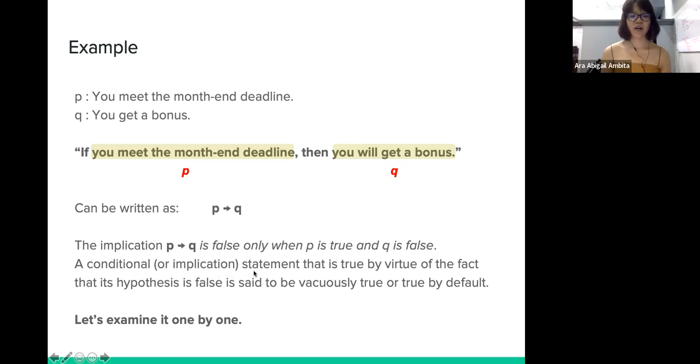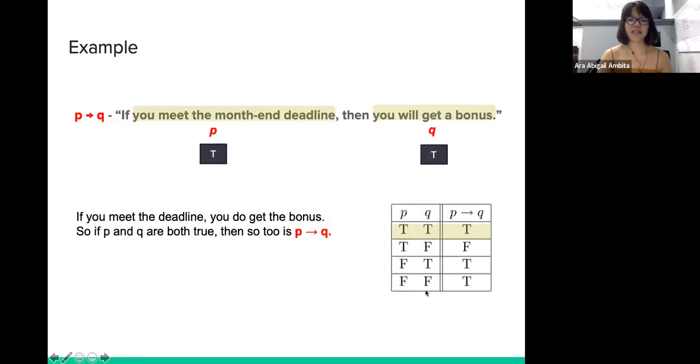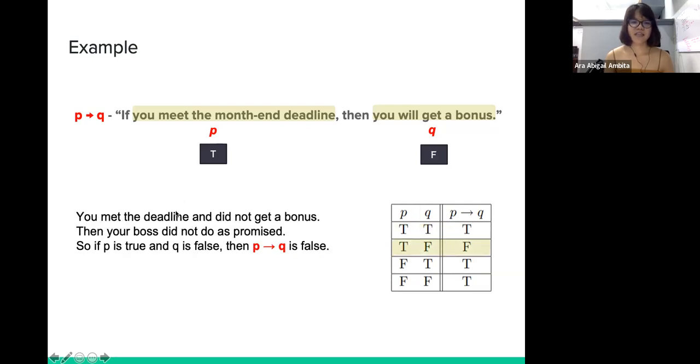A conditional or implication statement that is true by virtue of the fact that its hypothesis is false is said to be vacuously true or true by default. Let's examine it one by one. Suppose you did meet the deadline, and you got the bonus. So the implication is true. Now you met the deadline and did not get a bonus. Then what does that mean? Your boss did not do as promised. So if P is true and Q is false, then the implication is also false.